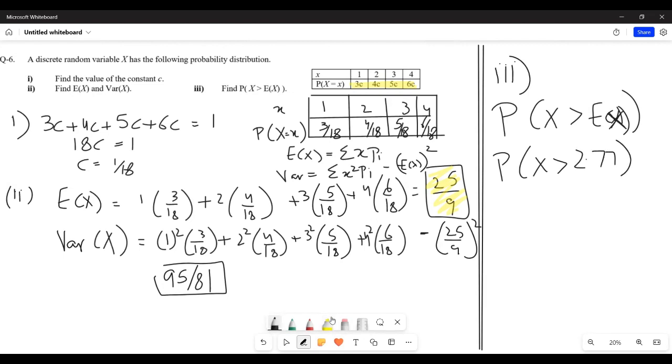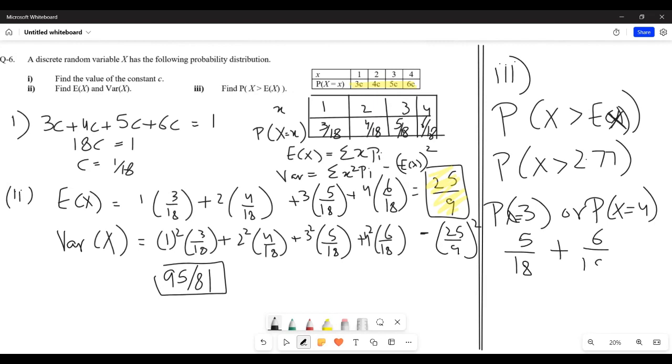So that means it's the probability of getting a 3 or the probability of getting a 4, x equals 3 and x equals 4. So the probability of getting a 3 is 5 by 18 plus the probability of getting a 4 is 6 by 18, which is 11 by 18.